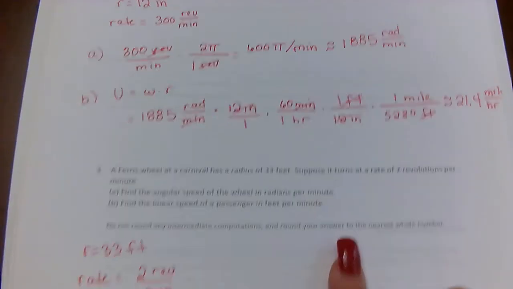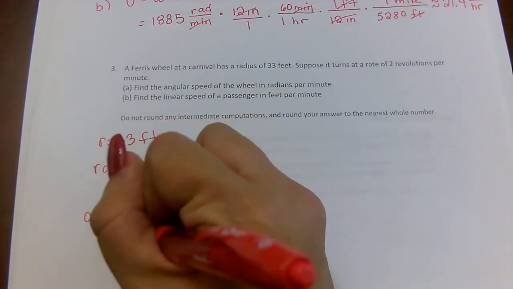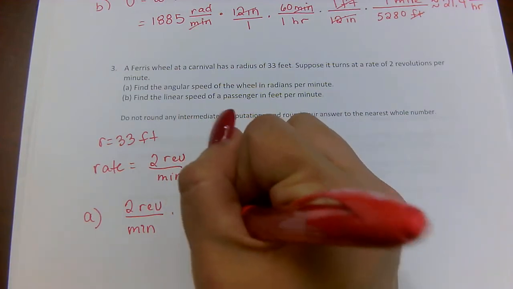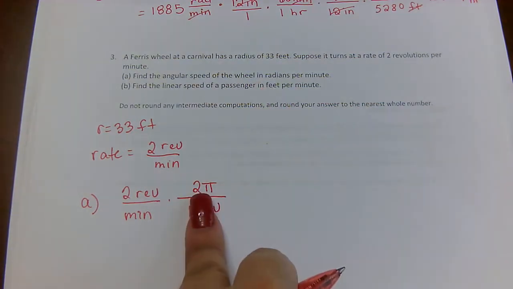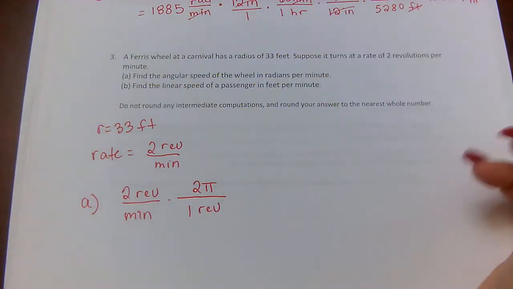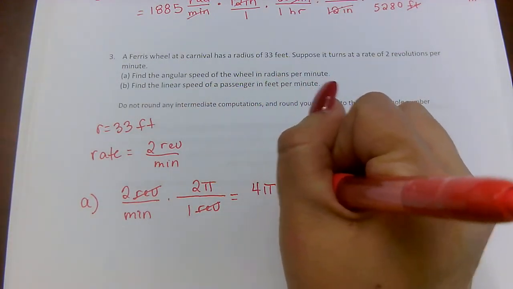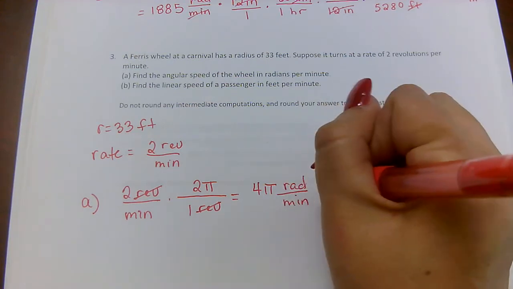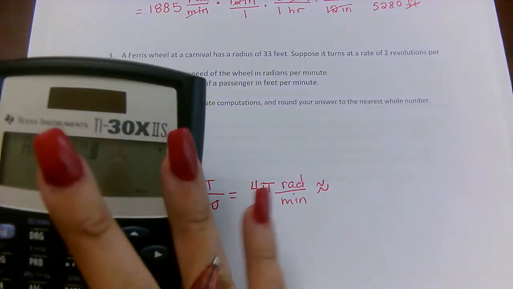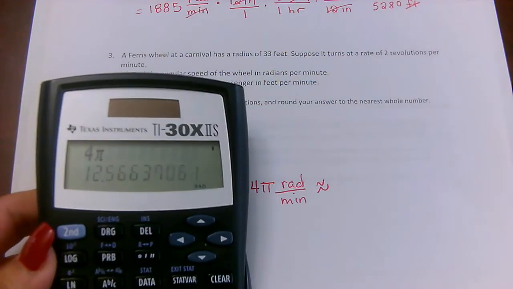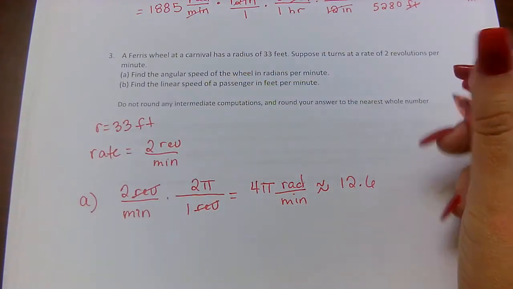So it's just like what we did above. We're going to start with A, and we're going to start with our rate, 2 revolutions per minute. And now we're going to say 1 revolution is equal to 2 pi. Remember, it says radian, so you need to use 2 pi and not 360 degrees. Our revolutions will cancel out, and I'm left with 4 pi radians per minute. Okay, that will be approximately 4 pi, 12.6 radians per minute.